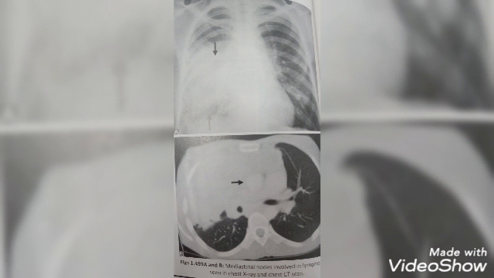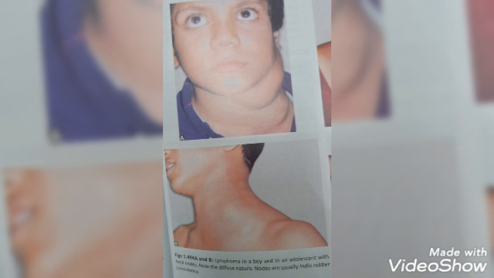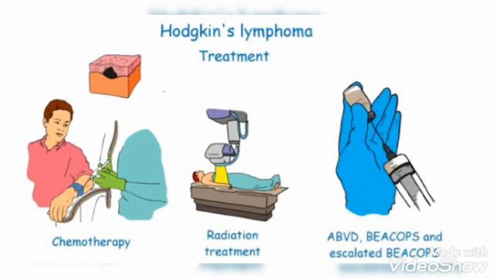Then FNAC of the lymph nodes is done, and blood tests are done to look at ESR, peripheral smear, blood urea, serum creatinine, and serum alkaline phosphatase; calcium may get elevated during the blood test. Treatment of Hodgkin's lymphoma includes chemotherapy and radiation treatment: ABVD, BEACOPP and escalated BEACOPP. ABVD is becoming more popular, including the drugs adriamycin, bleomycin, vinblastine and dacarbazine.